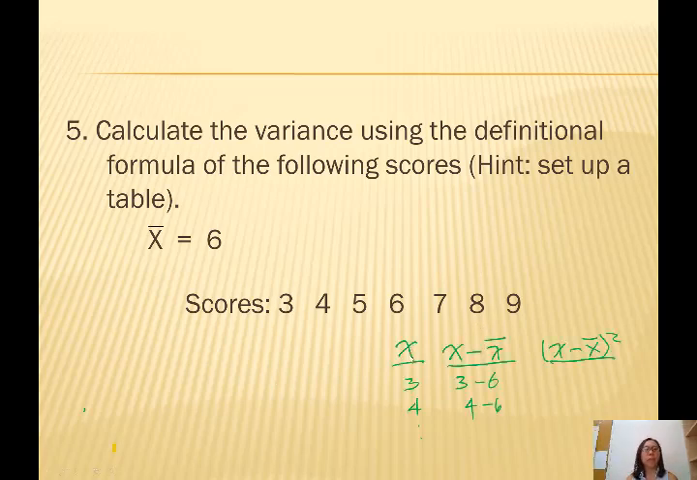So in question 5, it says to calculate the variance using the definitional formula of the following scores, and it says to set up a table. So here I have created a table in the making. We want to list the numbers in the X column, and then we want to subtract the mean of 6 from each score. And when you have your deviation scores, then you want to square them and take the average of the square deviations. The question is asking for just a variance, right? So we don't need to square root. Since the question is asking for variance, we don't need to square root, but leave the answer as is.